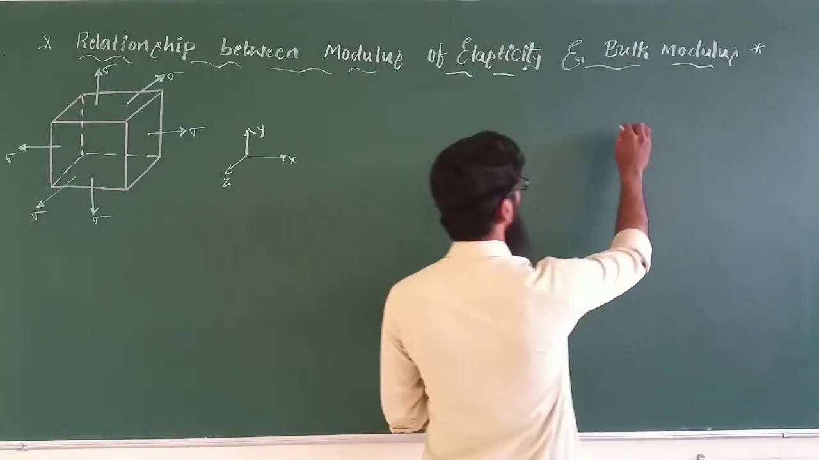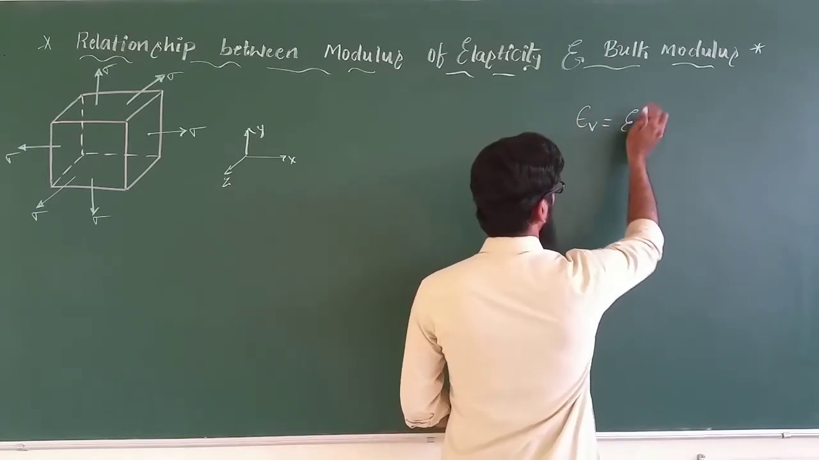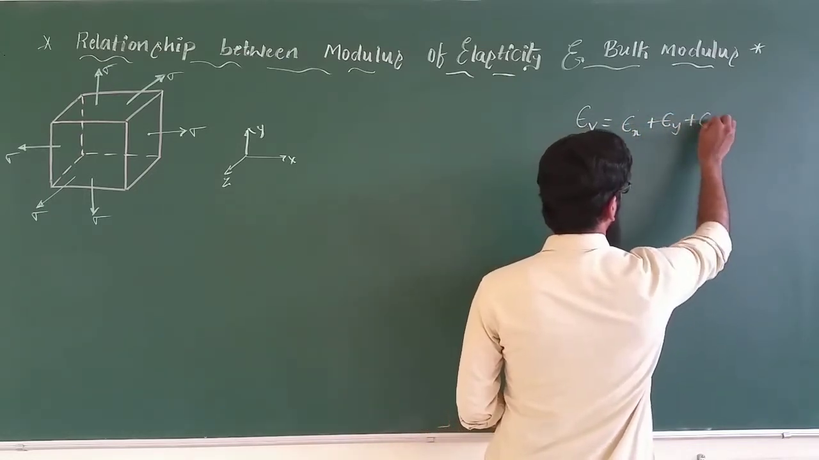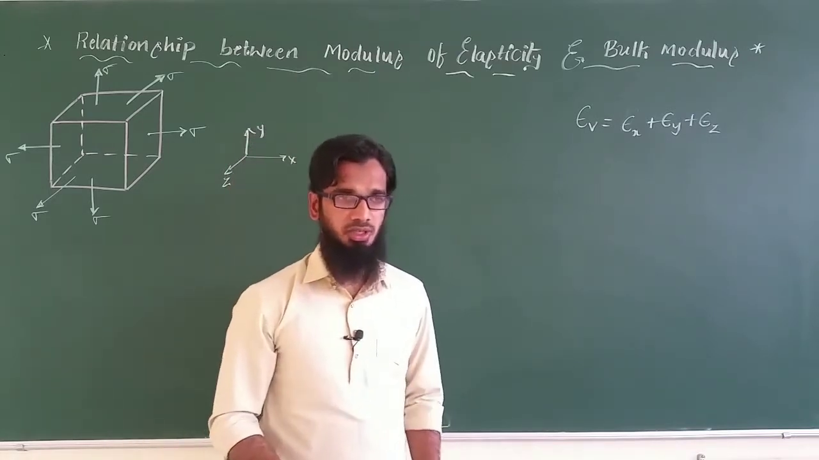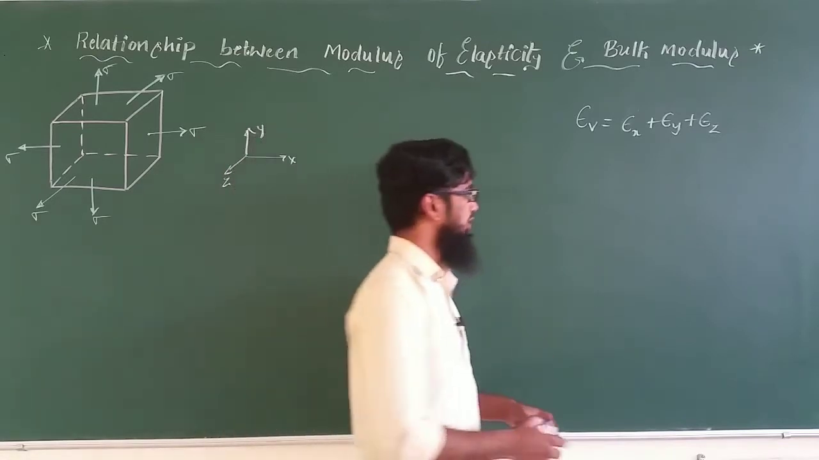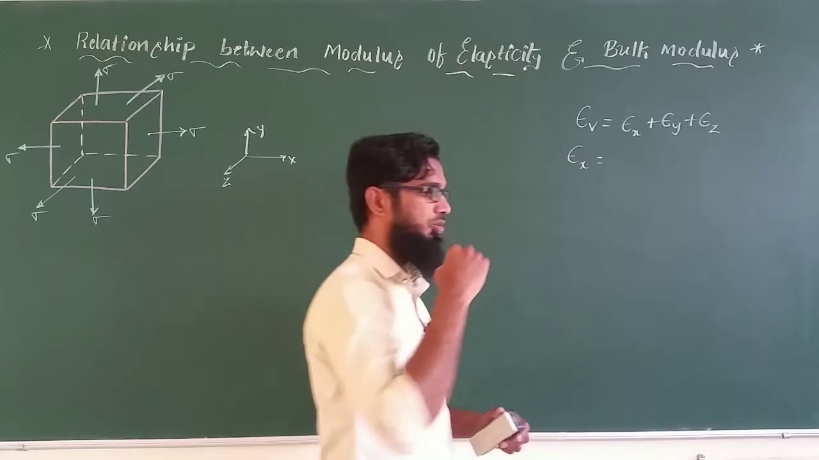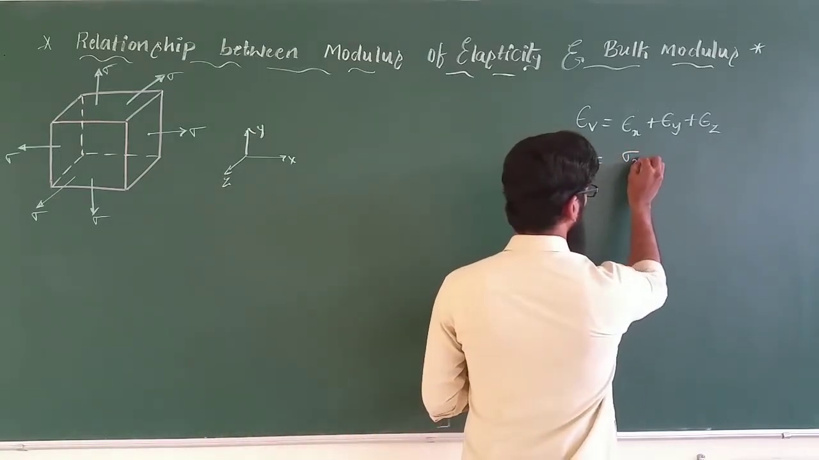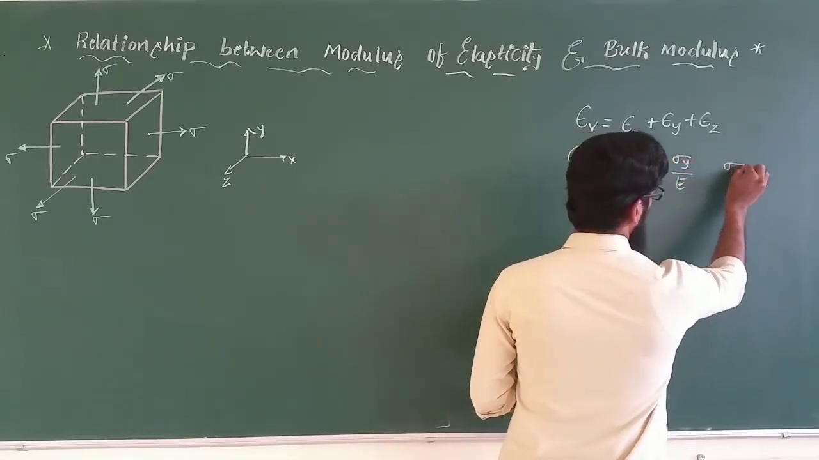In the previous video we studied that epsilon v is equal to epsilon x plus epsilon y plus epsilon z. This is the volumetric strain for a rectangular bar cross section. To remember epsilon x in an easier manner, we can write sigma x by E, sigma y by E, sigma z by E.